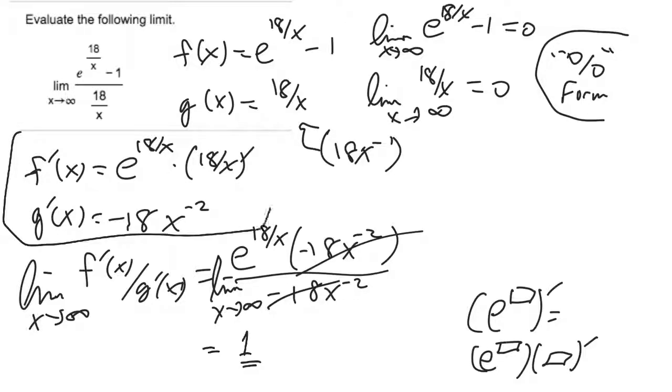So we're using L'Hopital's rule, and we have to remember to use the chain rule when we take the derivatives. Other than that, this is a pretty typical problem of a quotient that has 0 over 0 indeterminate form.